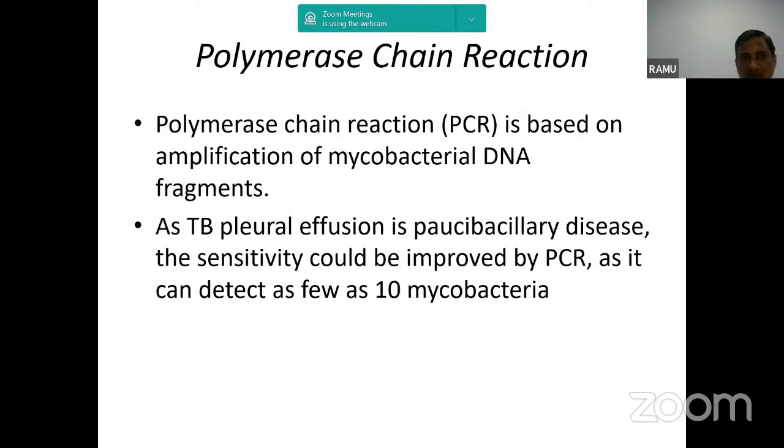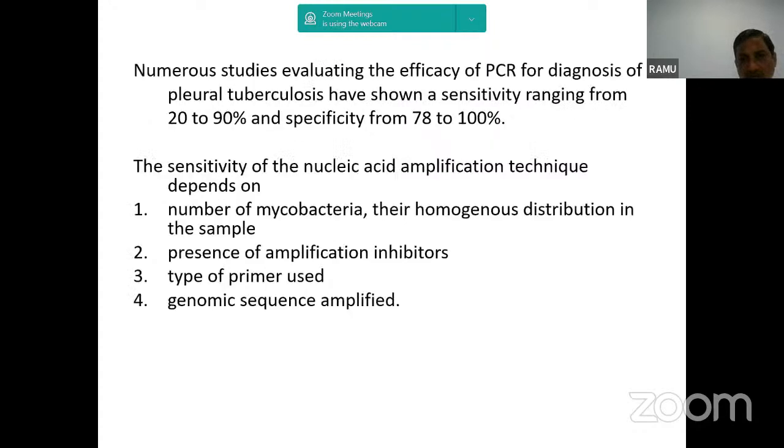Coming to PCR, polymerase chain reaction is based on the amplification of a Mycobacterium DNA fragment. It is routinely used. Even if there are fewer than 10 Mycobacteria, the PCR will be positive. It is always more sensitive, but its specificity is not that high, around 90%. It will pick up the dead bacillus also, so it is very difficult to conclude whether it is tuberculosis.